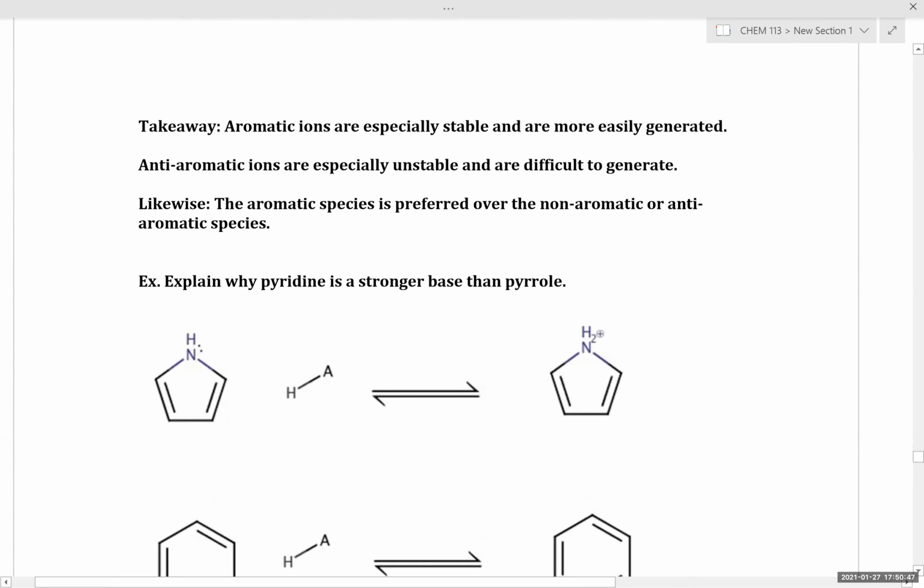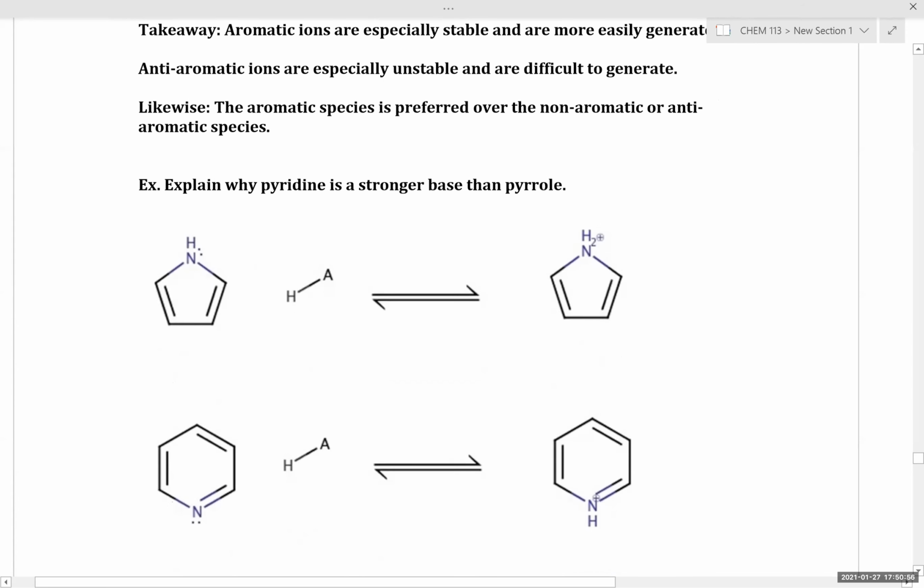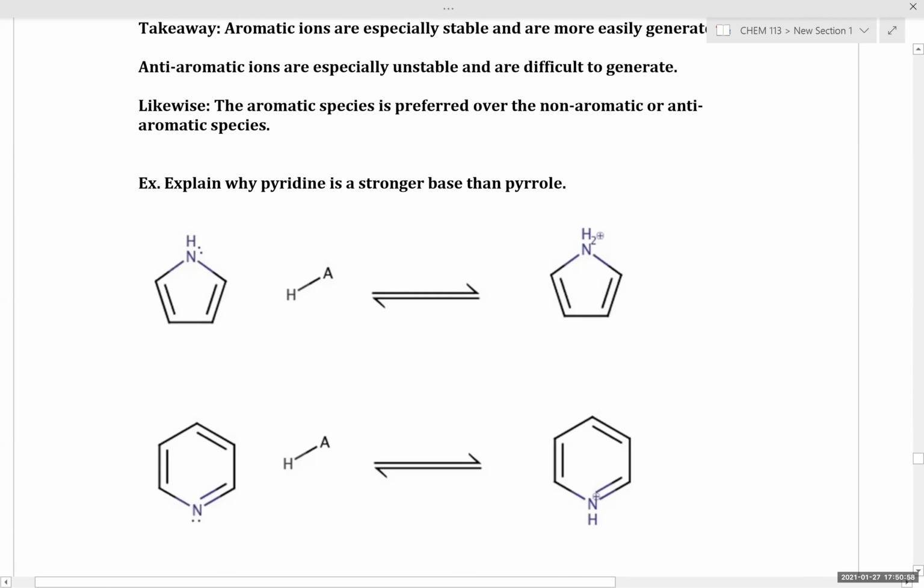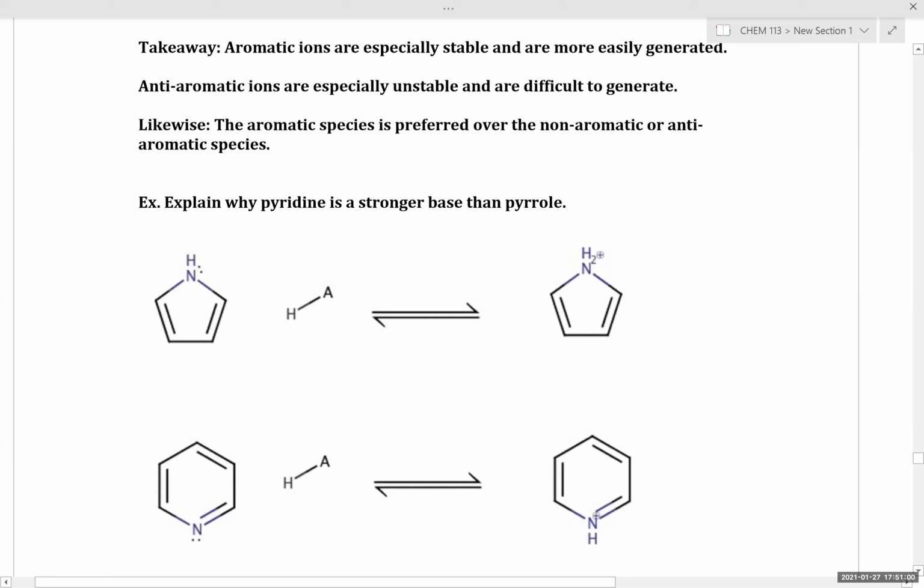So, looking at another example where we look at an acid-base reaction where aromaticity plays a substantial role in the acidity and basicity of our compounds, let's look at pyridine and pyrrole. So in both cases, we start off with an aromatic system. Both of these systems have 6 pi electrons.